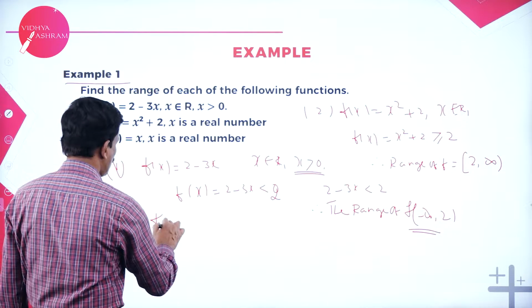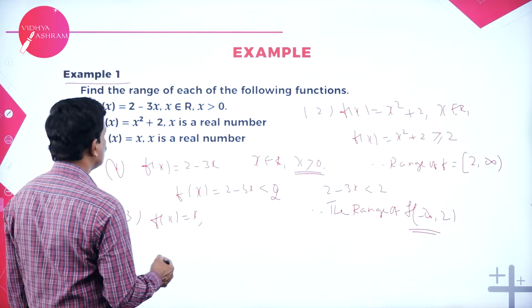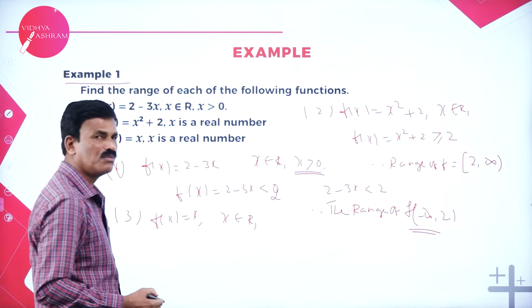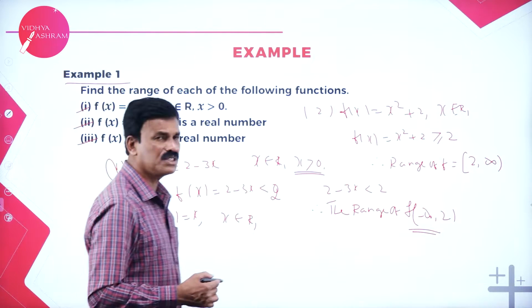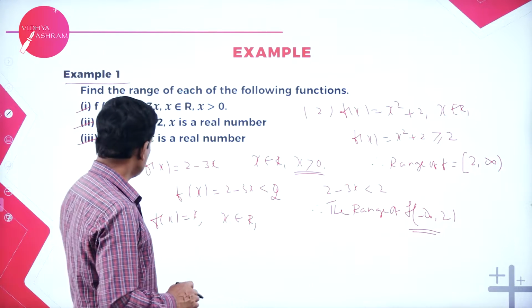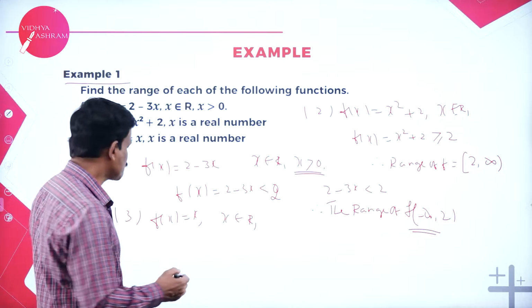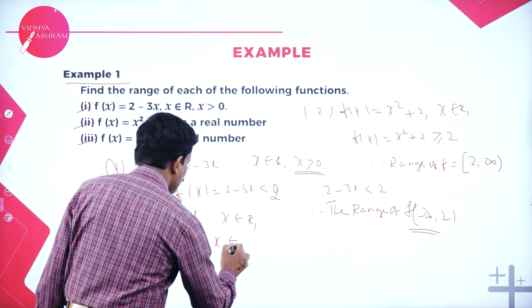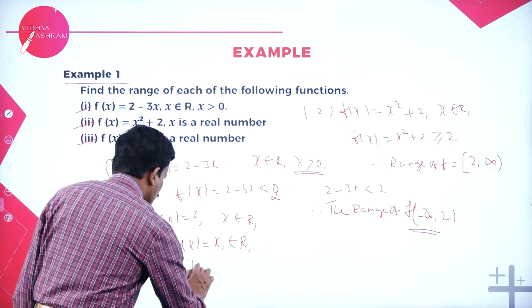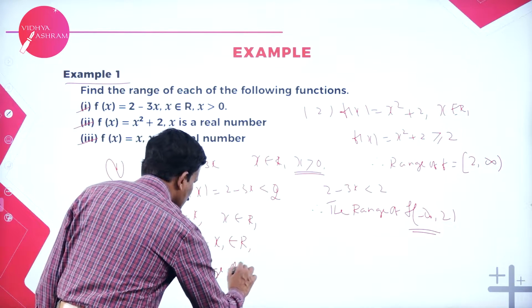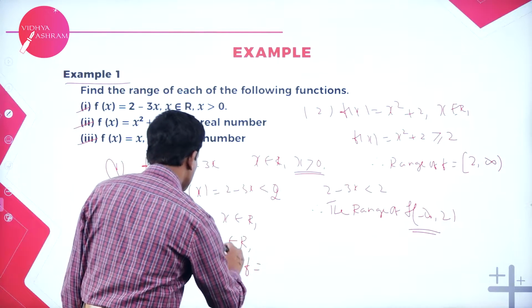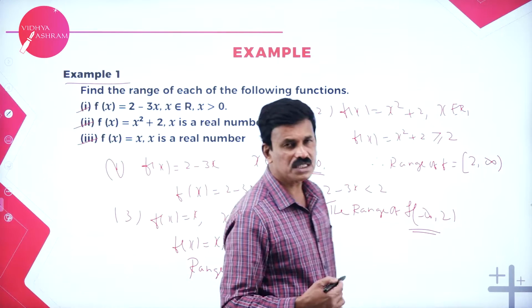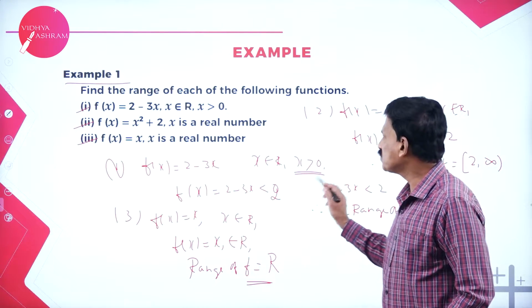What is given? f of x is equal to x, for all x is a real number, for all x belongs to R, the set of real numbers. So we have to find the range for this. So here what is given? f of x is equal to x means x belongs to R, that is f of x is equal to x, which belongs to the real numbers. So therefore, the range of f is nothing but R itself, the set of all the real numbers. That's it. Okay. That's how we are going to find out the range for the given function.